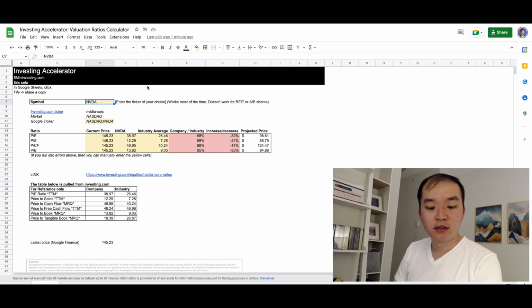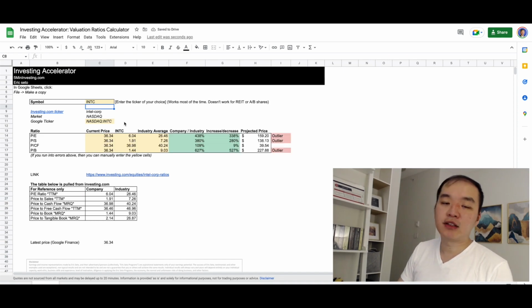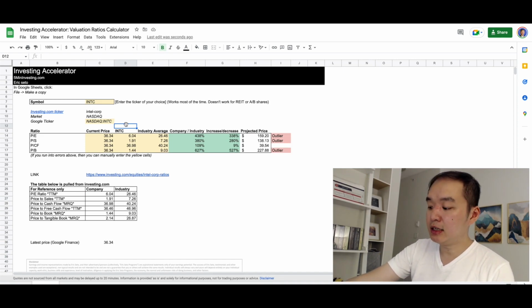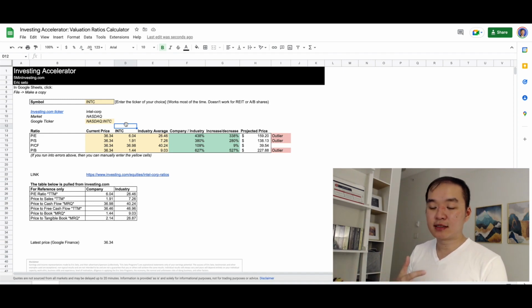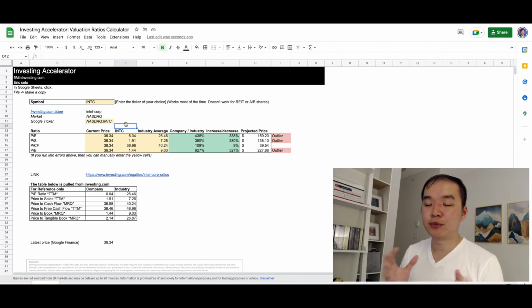So the last one I have here is Intel. Now for Intel, it is also a blue chip semiconductor company. Now in terms of business strategy, it is not as strong as Nvidia and AMD. In fact, AMD is actually gaining share over Intel. So this is the part where within Investing Accelerator, we also look at the business strategy, products, fundamental analysis, and technical analysis put together. So valuation is only one small part of it.